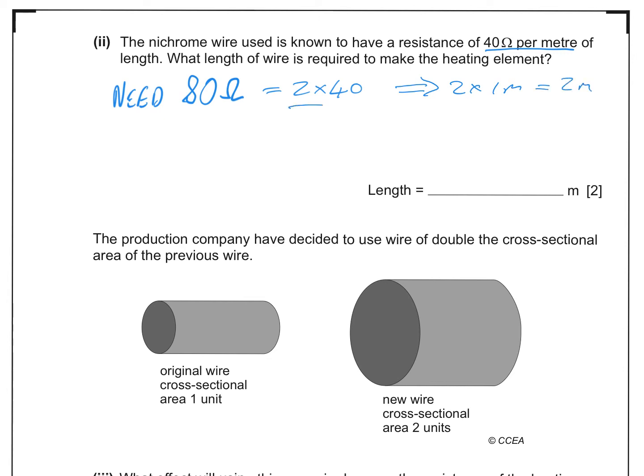So 2 times 40 is 2 40 ohm single units of it, and each one of those is a meter, so 2 times 1 meter gives us a value of 2 meters. The production company have decided to use wire of double the cross-sectional area of the previous wire. So we have the original wire here, and then we have the new wire, which is twice the cross-section.